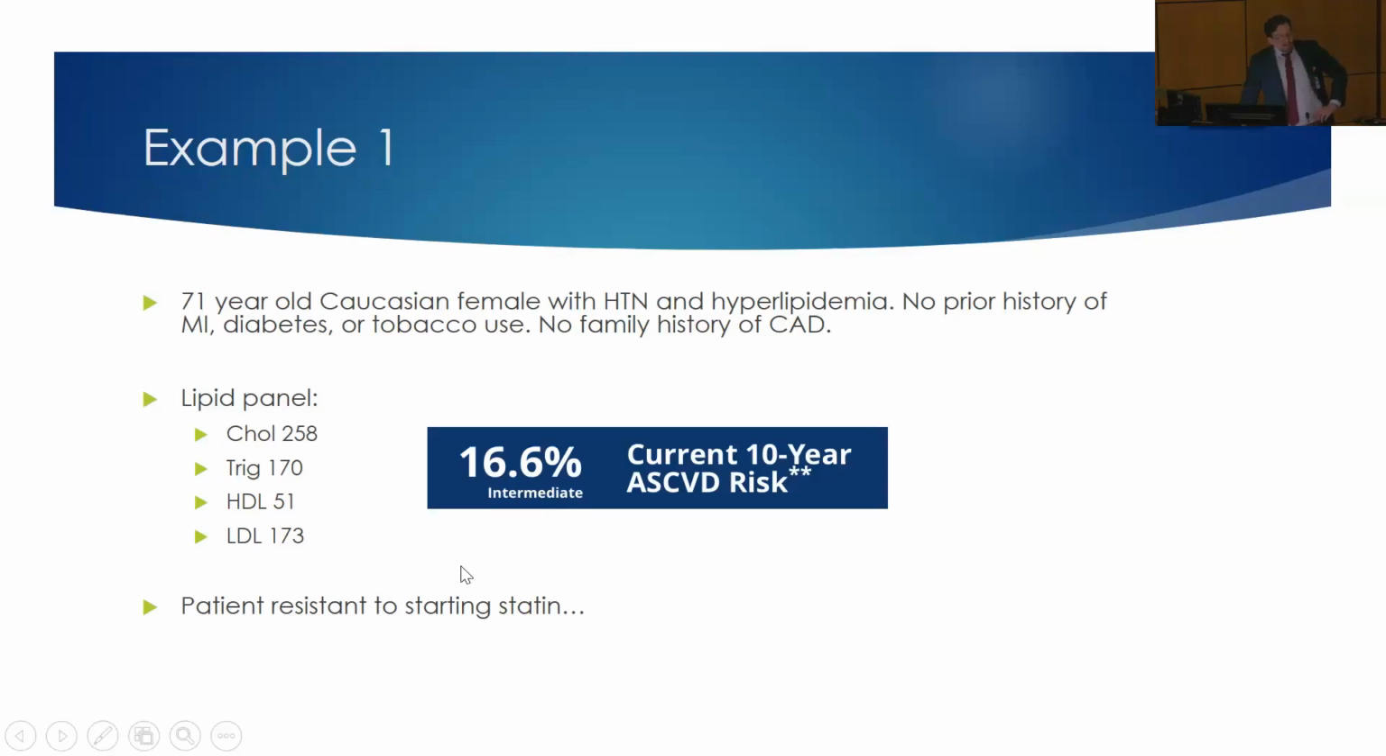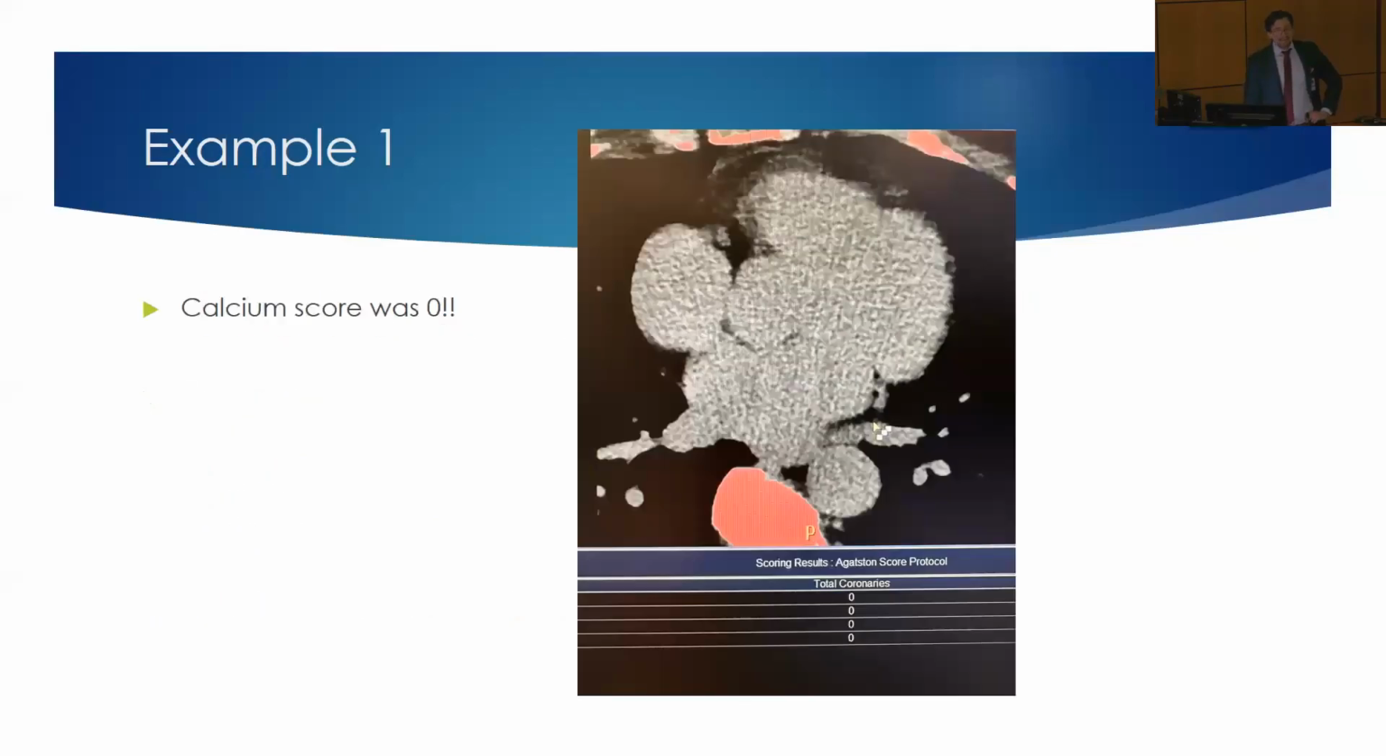Like a lot of my patients, she's hesitant and resistant to starting a statin. So we can actually see how much plaque is there. We get a calcium score, and this is real. This patient had a calcium score of 0, and she's 71 years old. That's very possible, and you can be really surprised.